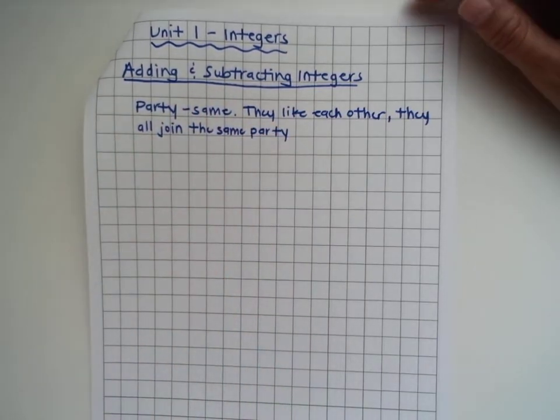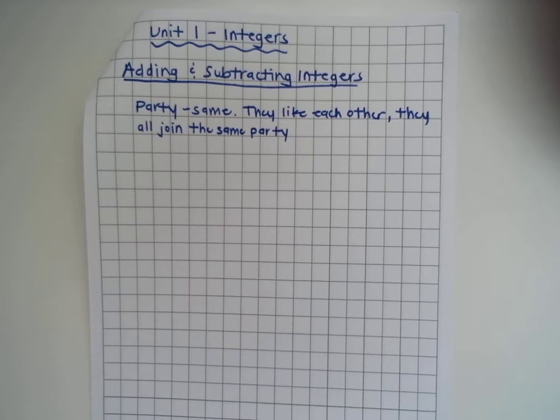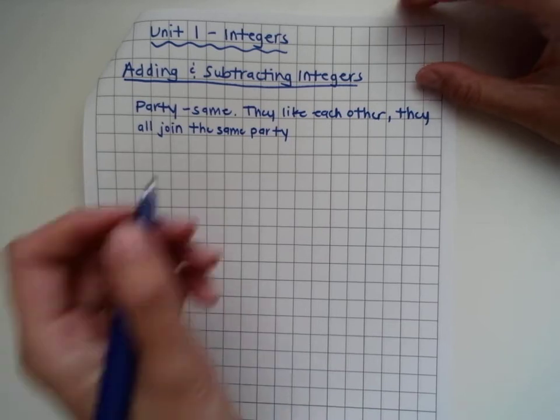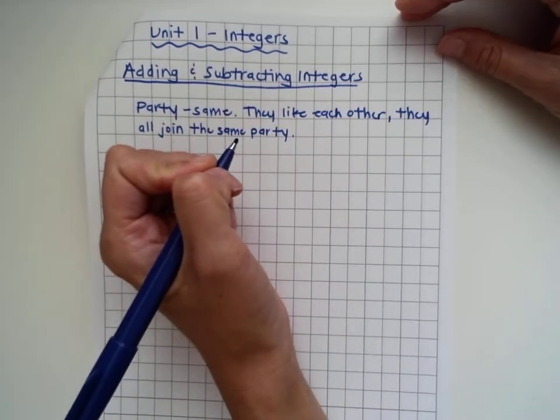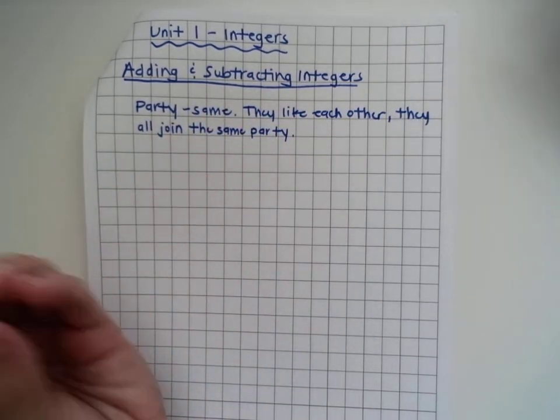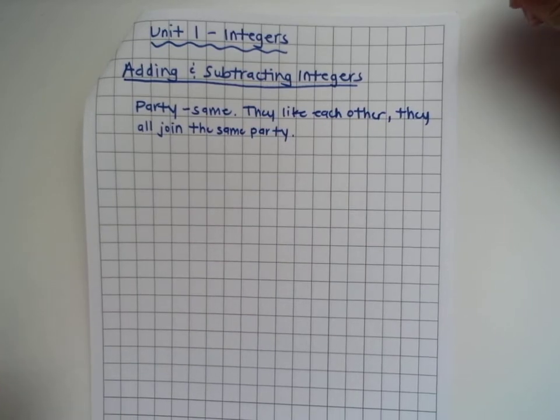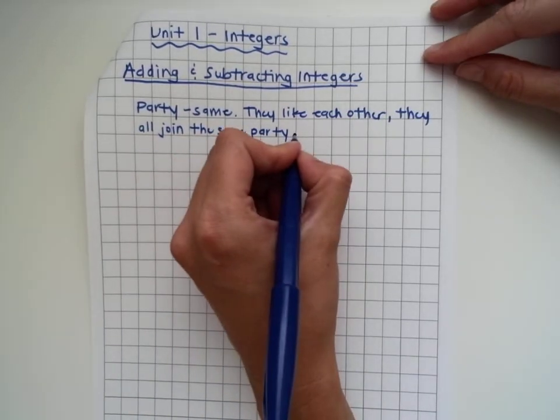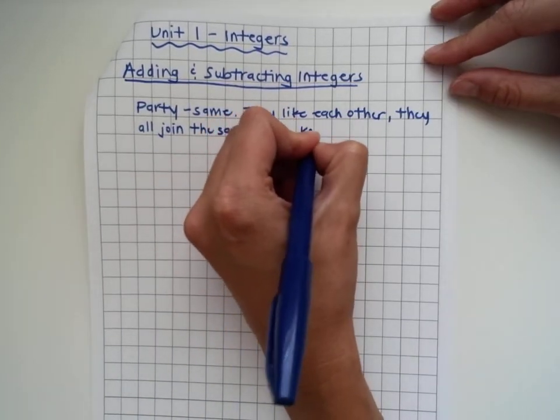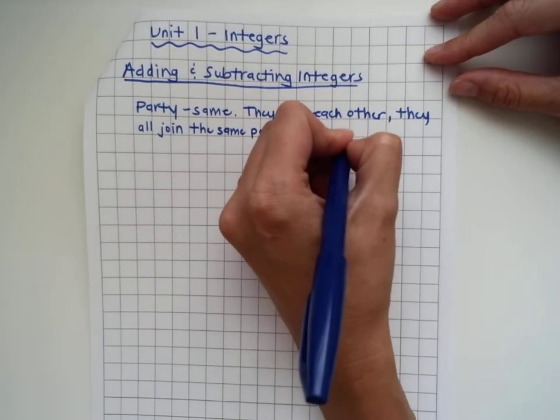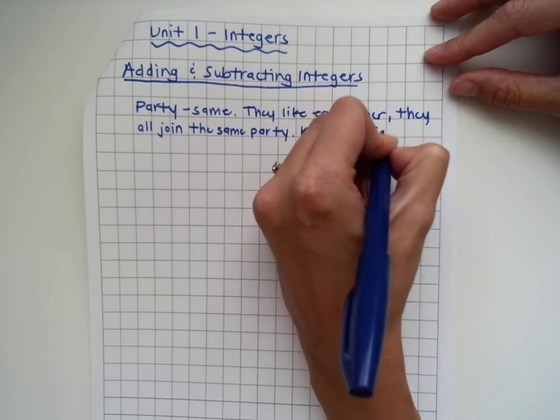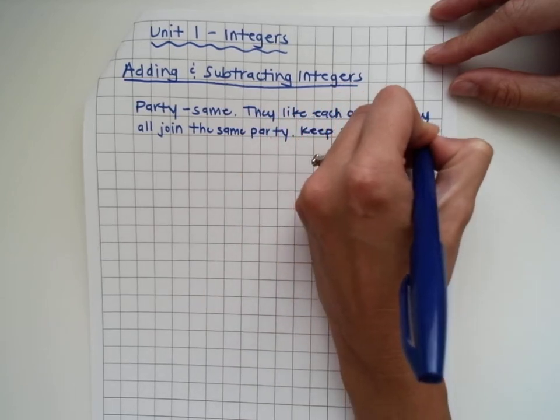You can think of it like when you were in school, like all football players usually tend to hang out together, right? Or maybe all the theater people, they just kind of all come together. So you can think of it as groups. These signs are labeling the different groups. So when we have this situation, we are going to keep the sign and just add the numbers.